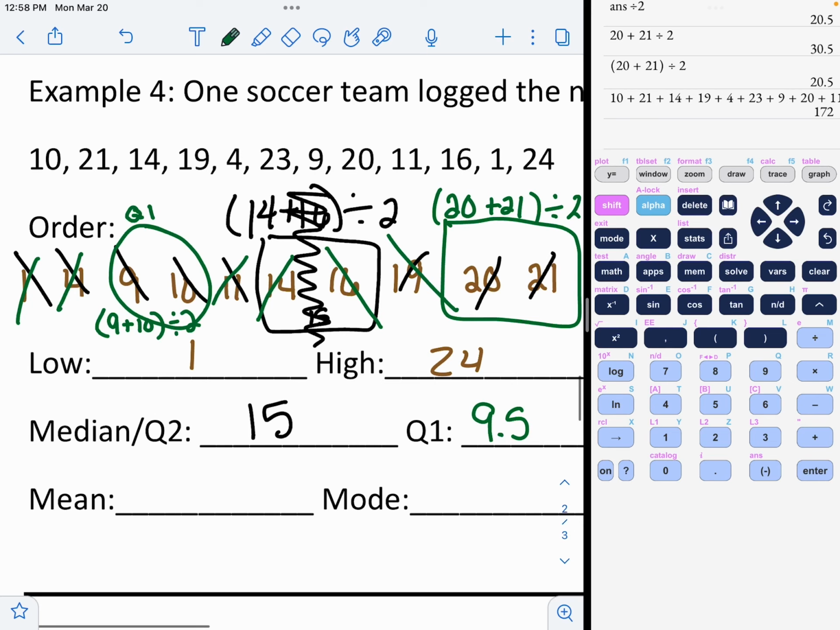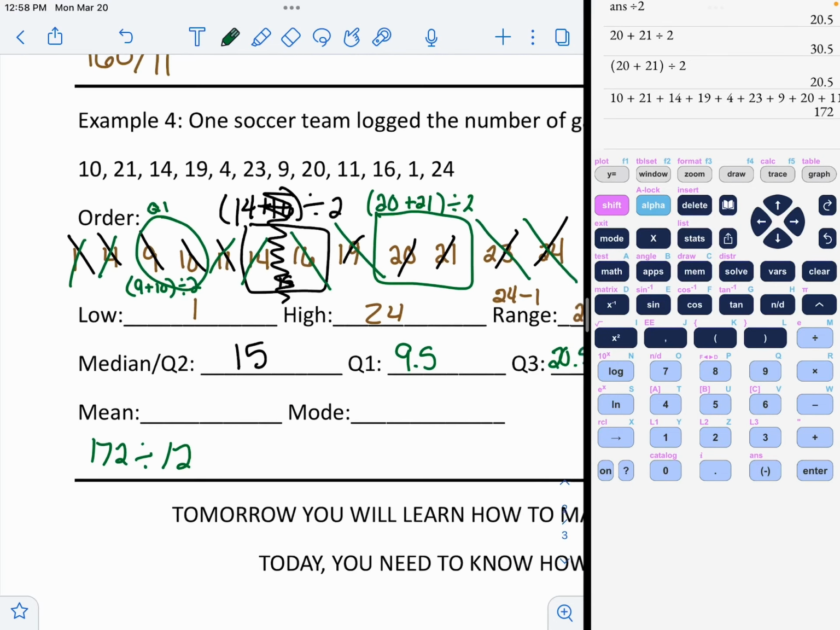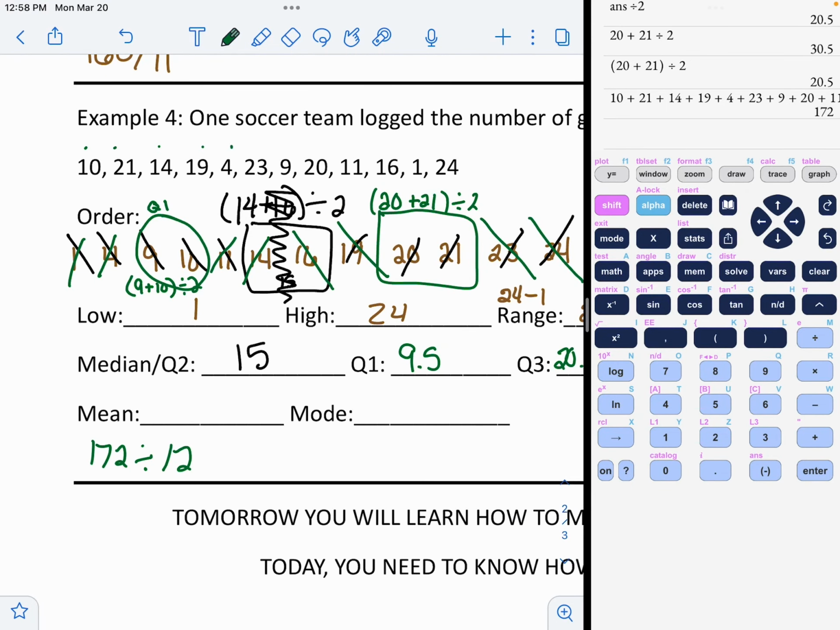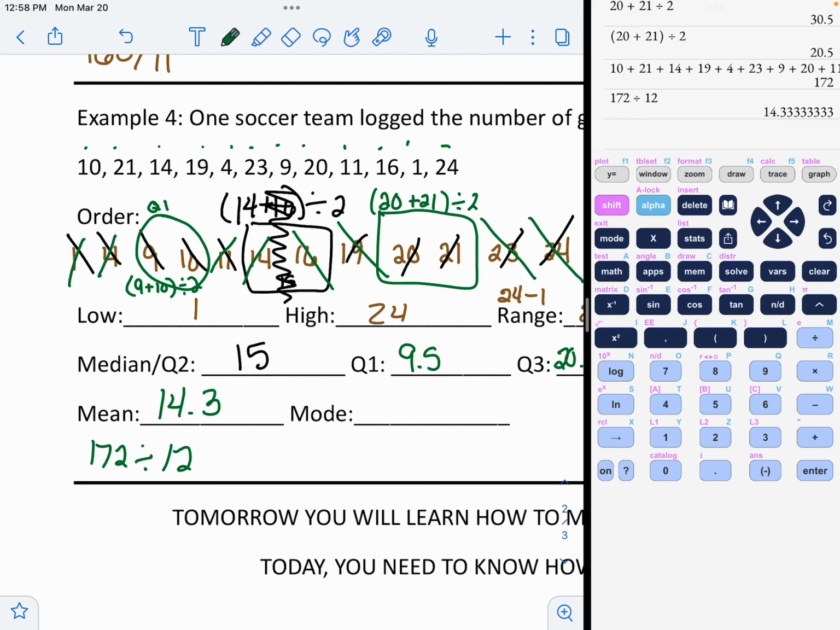Okay, so 172 is the summation. Divided by, I think I had 12 data sets. Yeah, there was 12 seasons. 1, 2, 3, 4, 5, 6, 7, 8, 9, 10, 11, 12. I really hope I added them all in there. I'll know. Hey, if I made a mistake, feel free to tell me. Just so you know, I'm probably not going to fix my video, though. And let's see, what is that? 14.3. All right, now the mode is the one that happened the most.